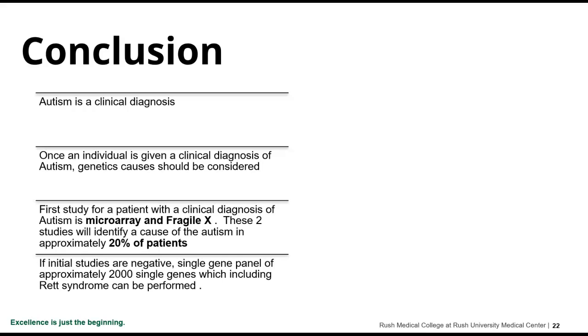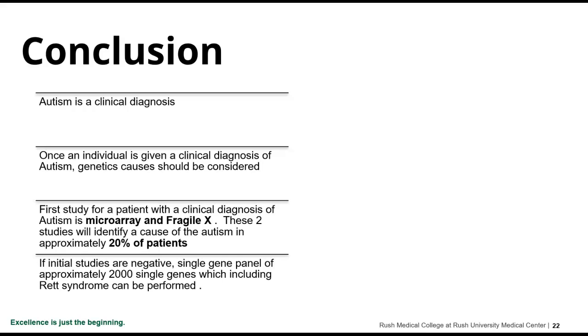However, if they had a child with Fragile X syndrome and the mother had an increased number of repeats, the recurrence risk could be as high as 50%, depending on the number of repeats. So we would be better at determining the actual recurrence risk for that family versus just empiric data. The first study in any child diagnosed with autism should include microarray and Fragile X, and these 2 studies will identify approximately 20% of children.